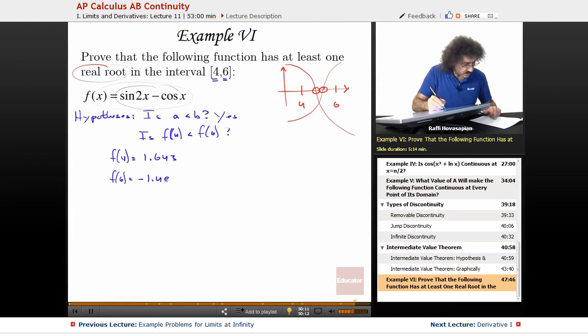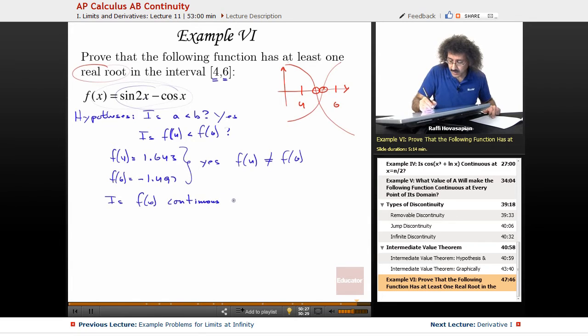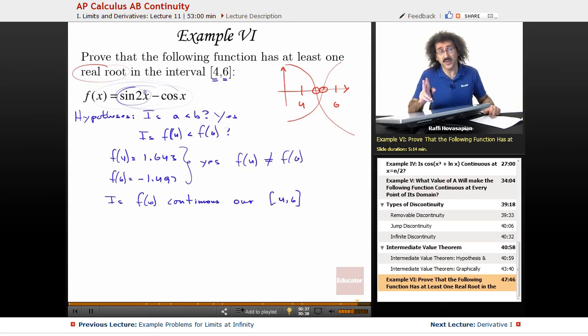F of 6 equals negative 1.497. So yes, this is true. F of 4 is different than f of 6. And hypothesis 3 is f of x continuous over the closed interval of 4 to 6. Well, yes, sine of 2x is a completely continuous function. Sine and cosine are continuous everywhere. Cosine is continuous, and we know that the sum or the difference of continuous functions is continuous. So yes, that is continuous.